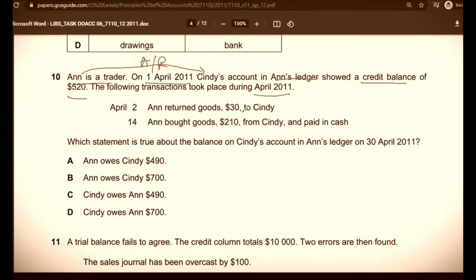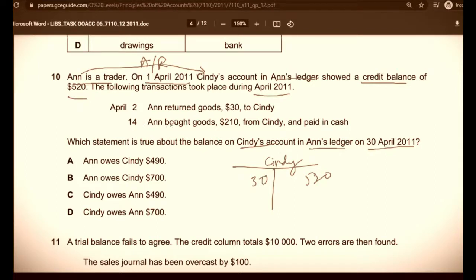April 2, Anne returned goods worth $30 to Cindy. April 14, Anne bought goods of 210 from Cindy and paid cash. Which statement is true about the balance on Cindy's account in Anne's ledger on 30th April 2011? So Cindy's account, this is an accounts payable, had an opening balance of 520. On April 2, Anne returned goods worth $30 to Cindy. So now Anne has to pay $30 less.